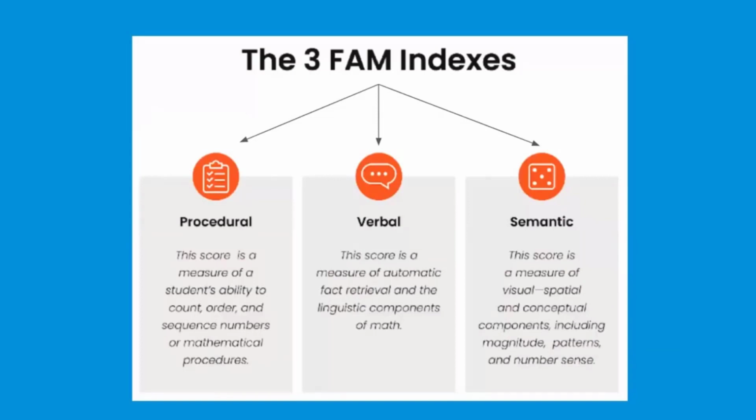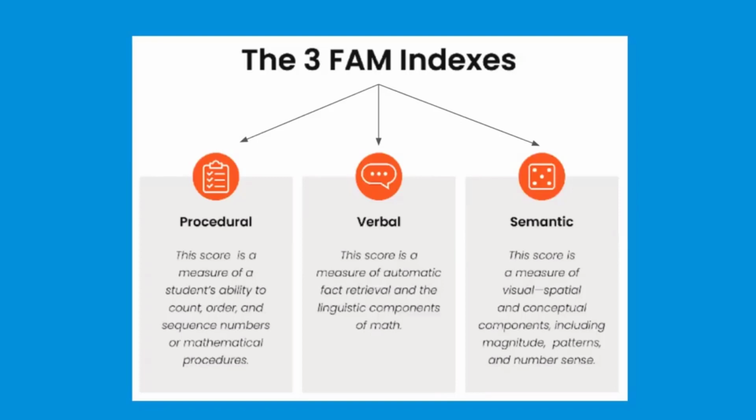The Pfeiffer Assessment of Mathematics, or the PAM, categorizes the data into three buckets or indexes. The first one is procedural. It's sequencing, counting, ordering, following a procedure. It looks at your working memory and your ability to hold and use information. Then there's another bucket called the verbal index, where we're looking at math fact retrieval, the language of math, the vocabulary. If you have a child with dyslexia, that index will typically be lower.